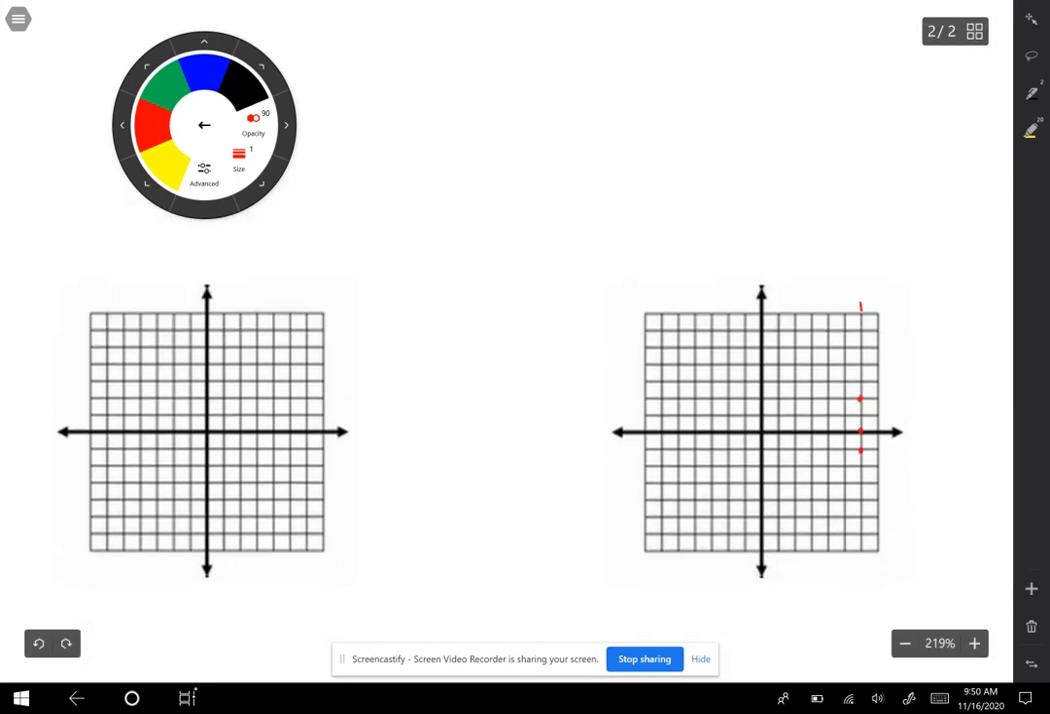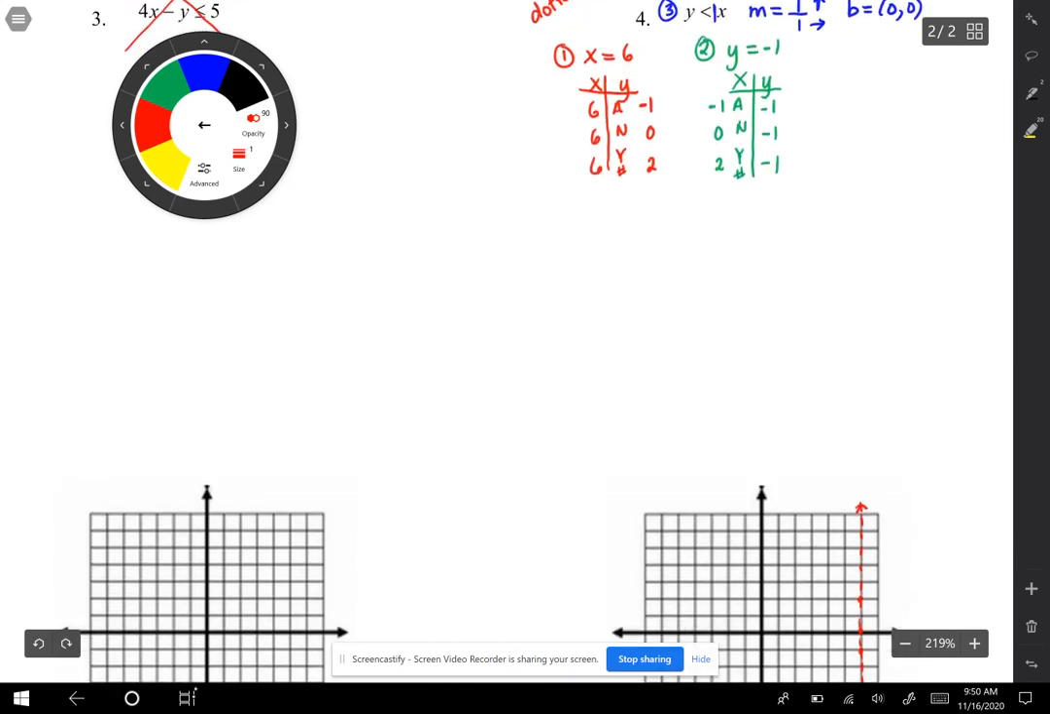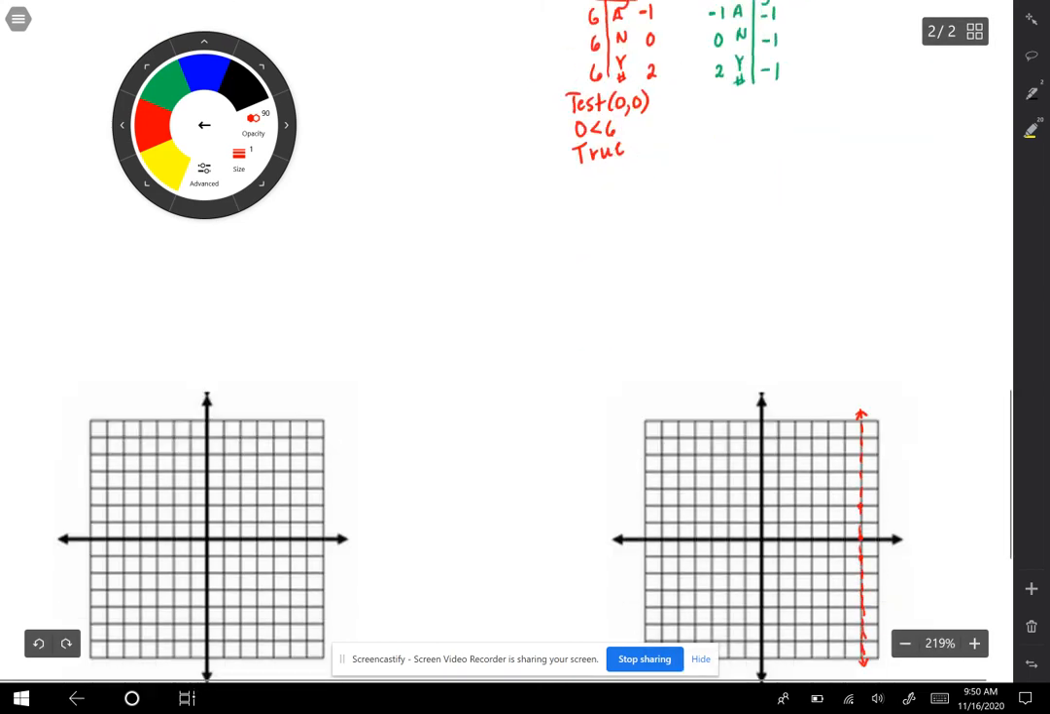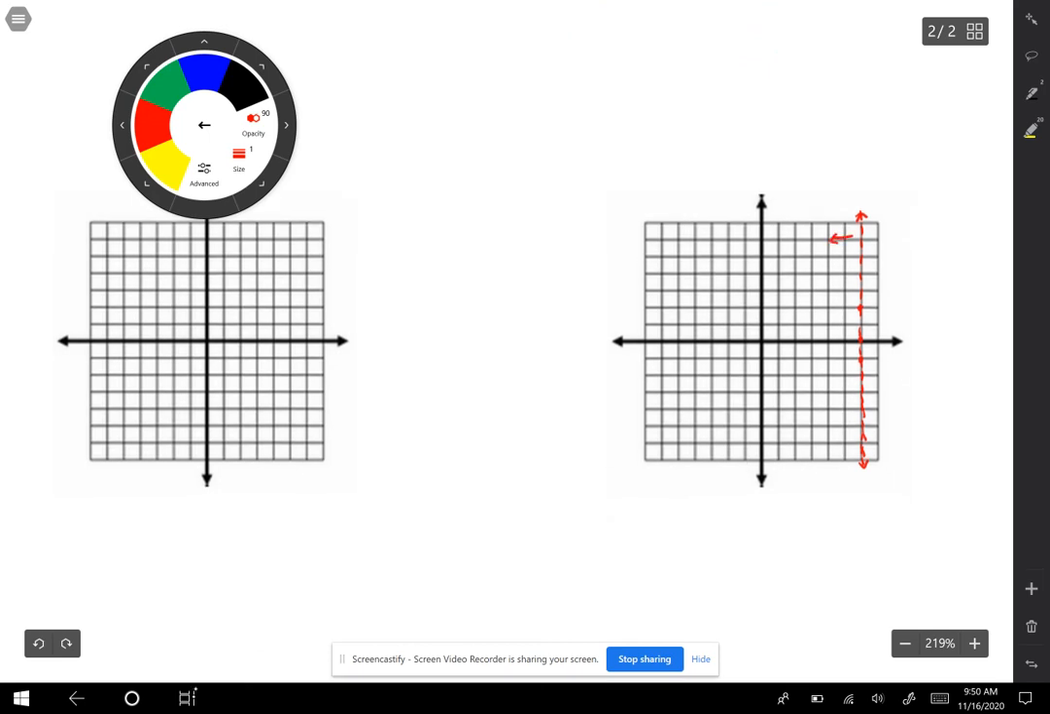Connect those with a dotted line, and then you can clearly test 0, 0 because it's nowhere on the line. So we are going to test 0, 0. When we test 0, 0, make sure you test in your original inequality, which is x less than 6. So 0 less than 6. We don't even need the y coordinate, and that's true. So the true side is the side that 0, 0 is on.